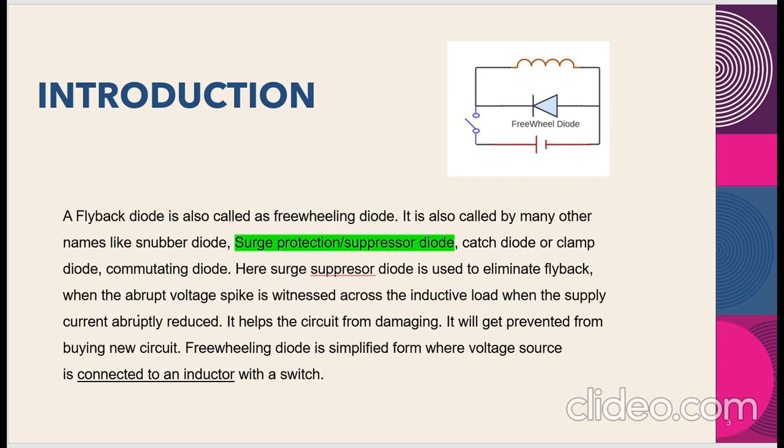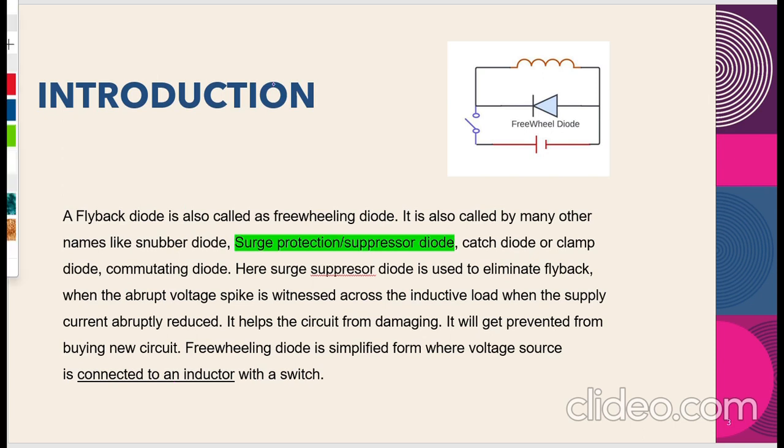So basically, when an abrupt voltage spike is witnessed across an inductive load, when the supply current abruptly reduces, the diode helps the circuit from getting damaged. The circuit is prevented from damage. A freewheeling diode is simply used where a voltage source is connected to an inductor. It is just an introduction or definition, we can say.